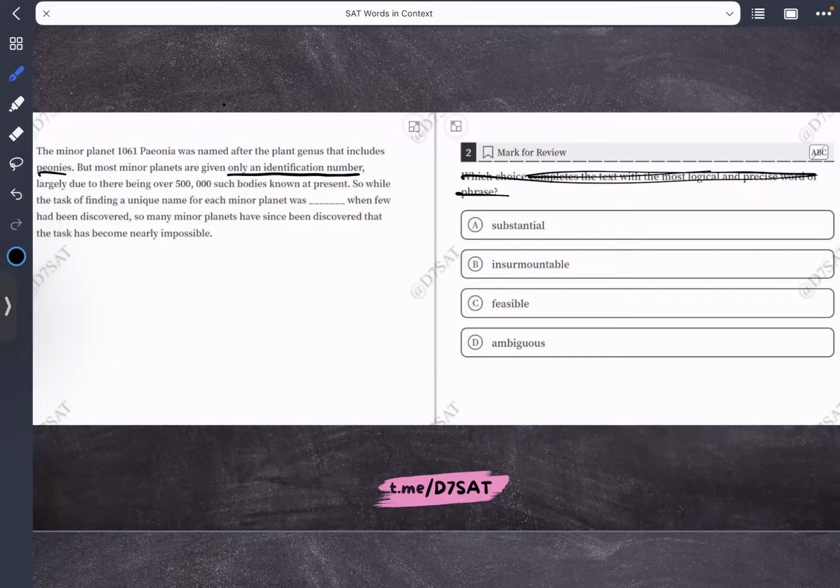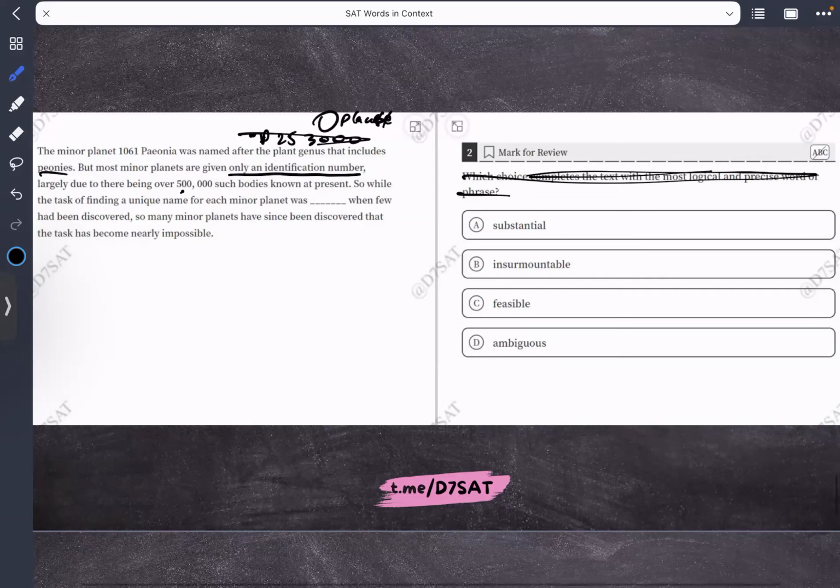So like the minor planets, for example, there is a big planet, and we got small planets, and it might be an identification number. For example, maybe planet 25, or planet 25,300, something like this. I don't know, any identification number. So largely due to there being over 500,000 such bodies known at present. So right now, approximately there are 500,000 such small planets here.